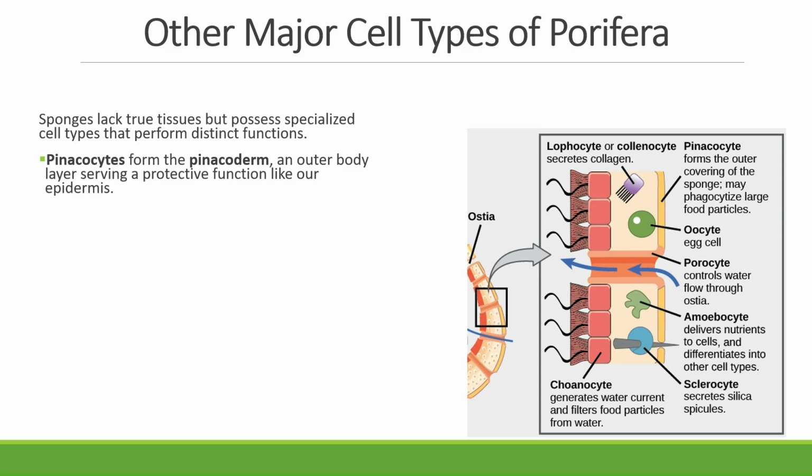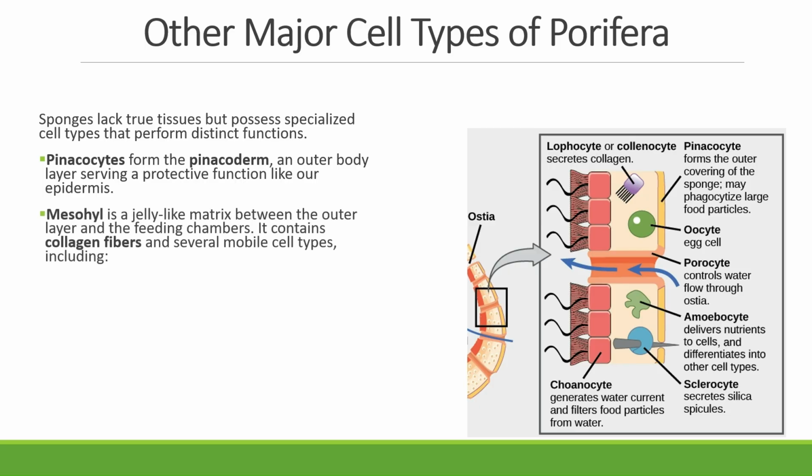The pinacocytes form the outer protective layer, similar to how we have an epidermis, important for protection. Of the inner mesohyl, this is a jelly-like matrix between the outer layer and the feeding chambers. It contains collagen protein and carries several cells that are mobile within this matrix. Of these cells include the amoebocytes.